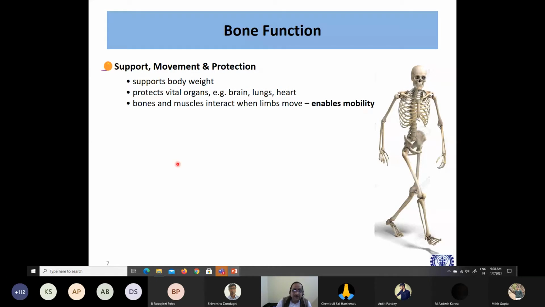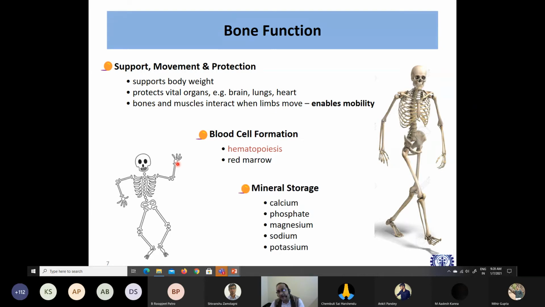The second important function of bone is the formation of blood cells. It forms blood cells, and it also provides a storage house for very important essential minerals like calcium, phosphate, magnesium, sodium, and potassium.